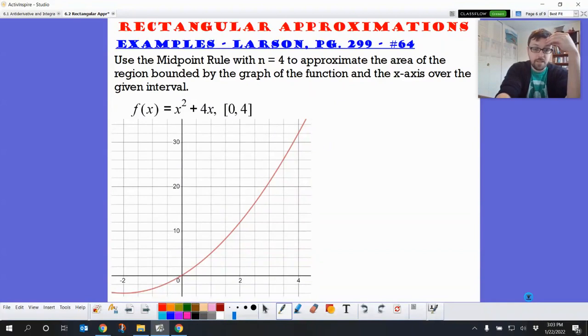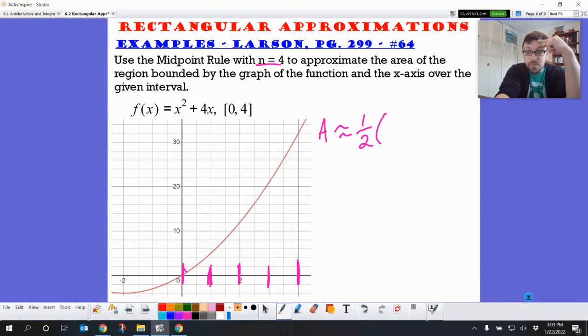So if we looked at this curve, they want us to have 4 chunks. We're going from 0 to 4. So this is our start, and there's our end, and they want us to have 4 rectangles. So the area is going to be approximately, the width of our rectangles is 1/2.